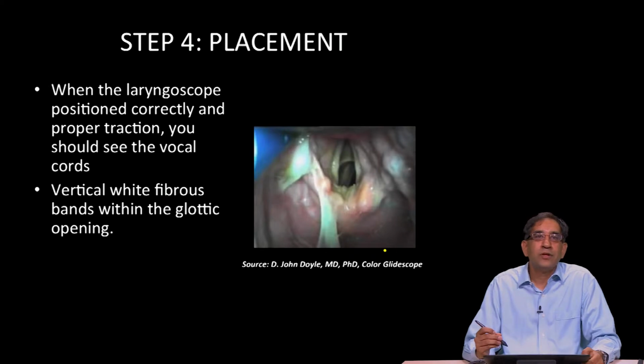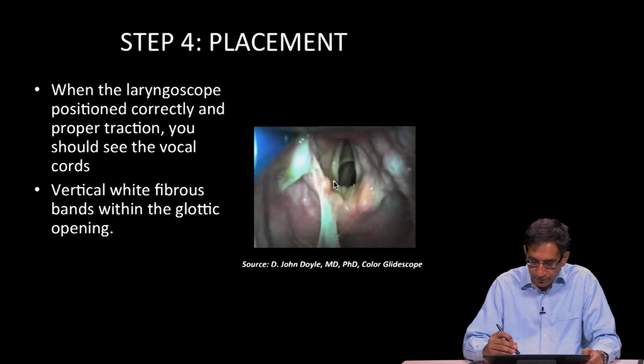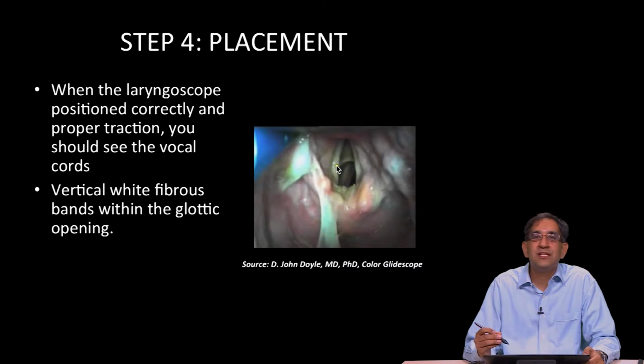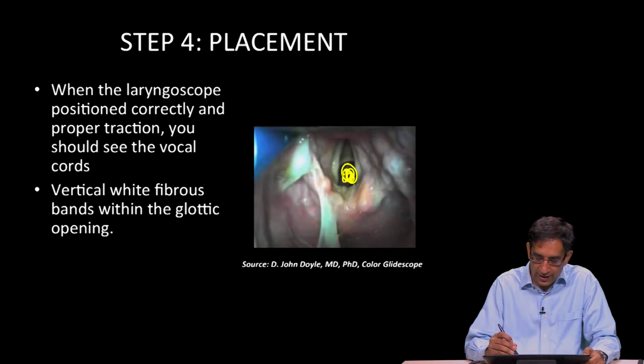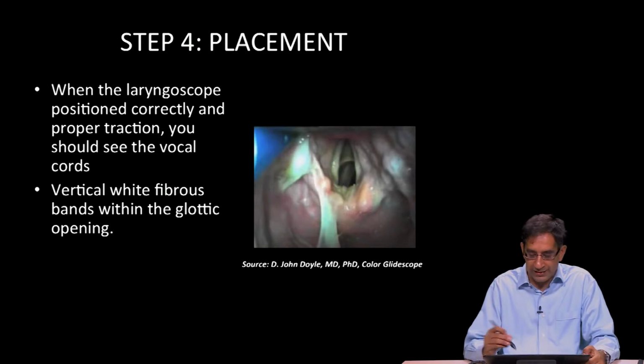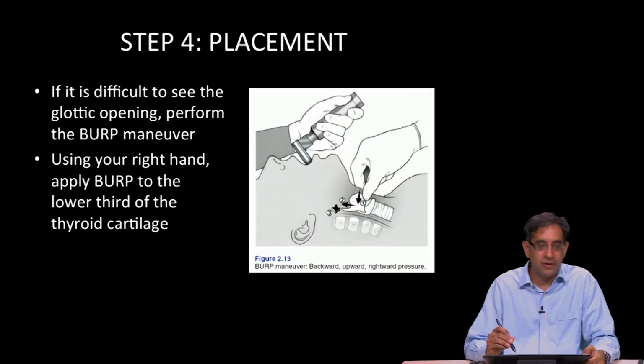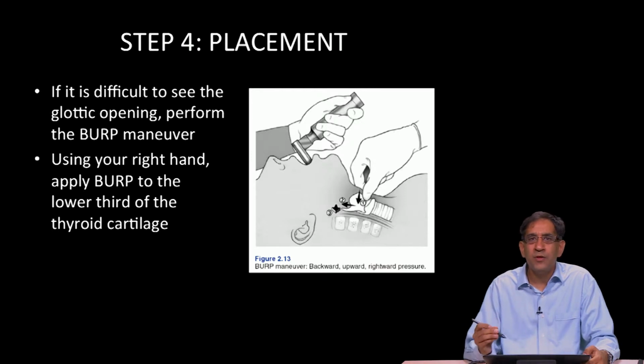All right, so when the laryngoscope is in the right position and you apply proper traction, you're going to see these white vocal cords. And once you see these vocal cords, you know where you want to insert the endotracheal tube. This hole right here is called the glottis, and beyond that, what we're looking at right there is the trachea. If you're having a hard time seeing that glottic opening, one of the maneuvers that either you can perform with your right hand or an assistant can perform is something called the burp maneuver.